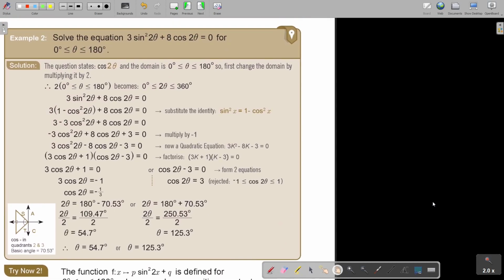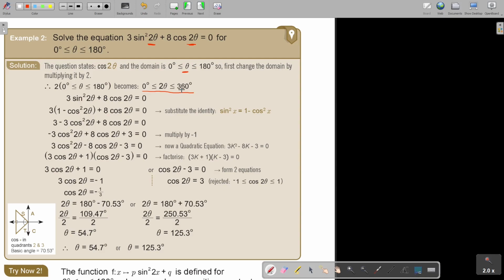Okay, let's start. Now, this question states cos 2 theta. So, if you look there, 2 theta. And the domain is only 1 theta. So, first, change the domain by multiplying it by 2. If I multiply by 2, my domain changes from 0 to 360. Okay, so now I can start.